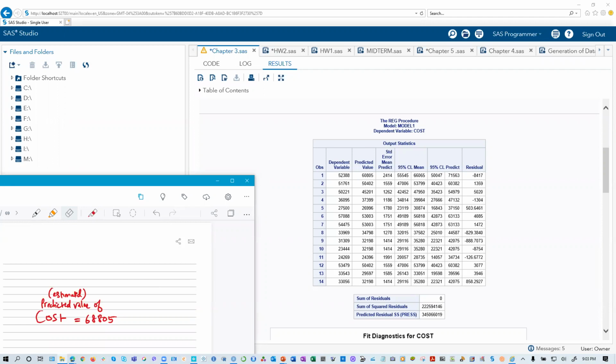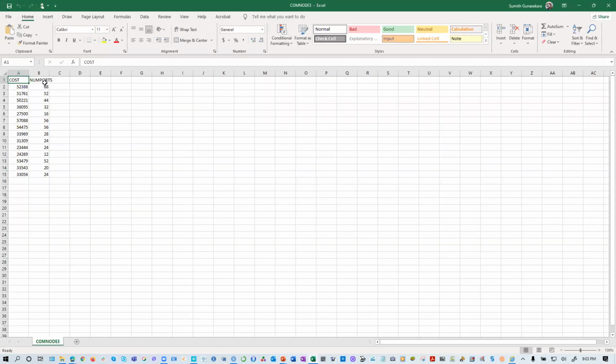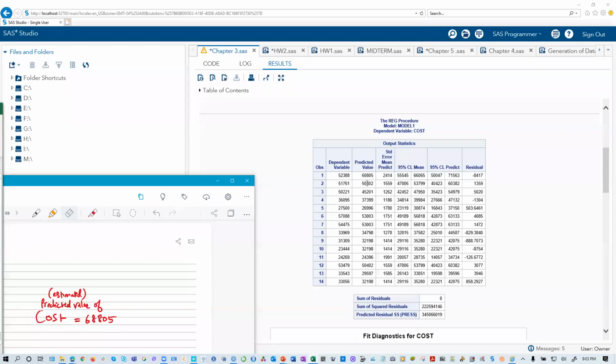I just opened that one. I go to this one, open data. That's for the common nodes here. Look at the number of nodes, 68. Look at the true value, 52388. This is the predicted value for the cost. They haven't mentioned the cost and the number of nodes, but you have to get it from here.